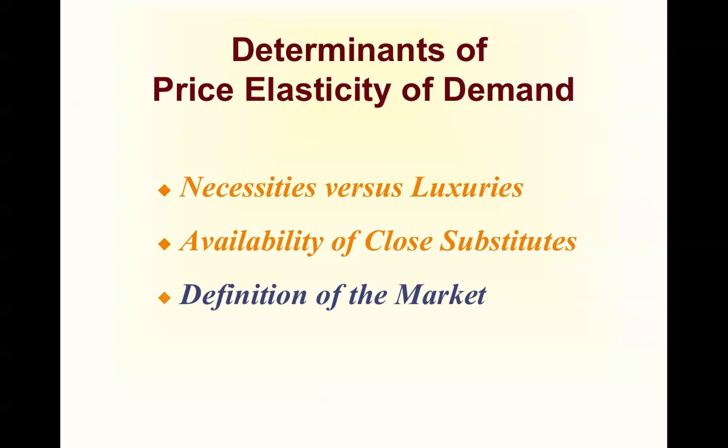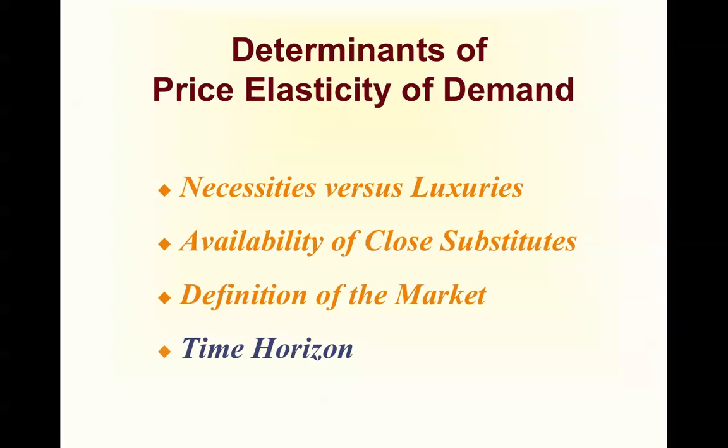Definition of the market. Now, what does this mean? This means less specific to more specific. If the categorization is less specific, like food, that is going to be more of a need. It's going to be more inelastic. If it's more specific, like a type of food or a brand of a food, it's going to be elastic, and it's going to be more of a want.